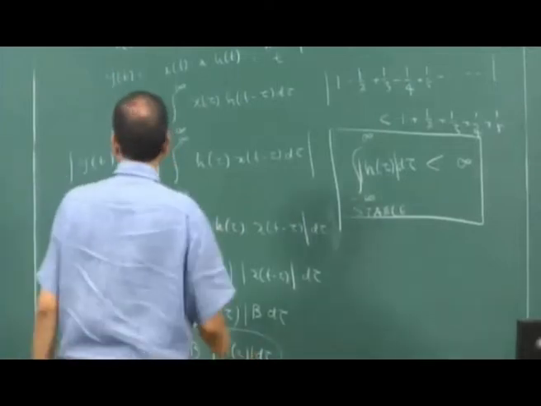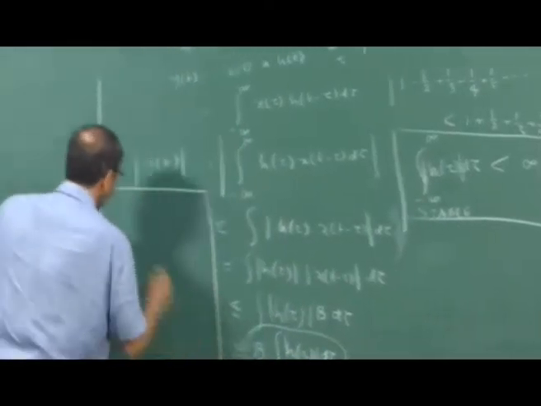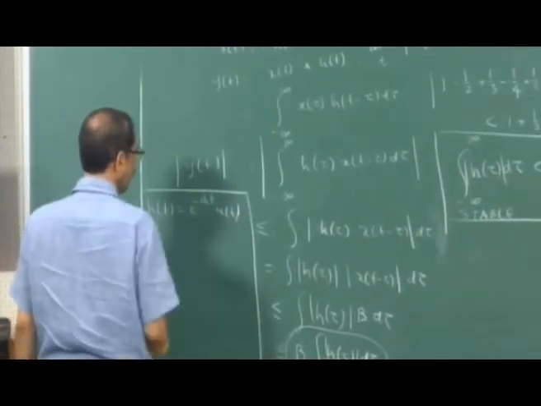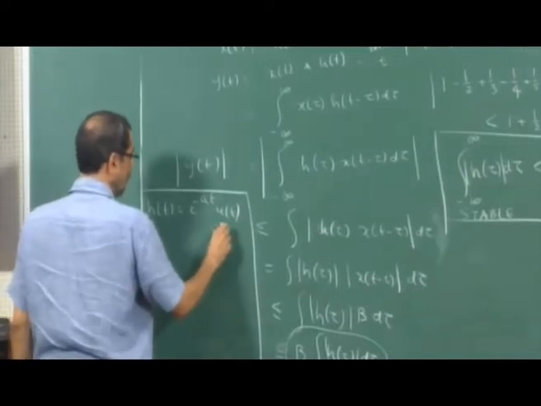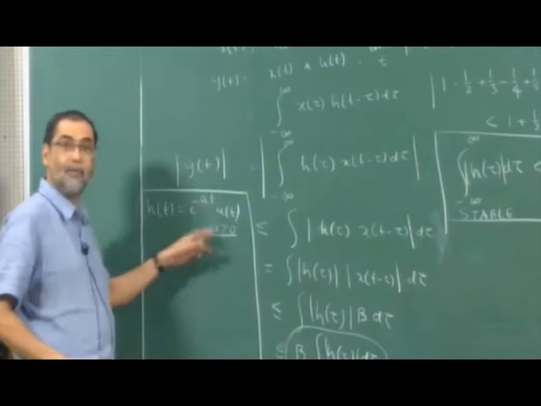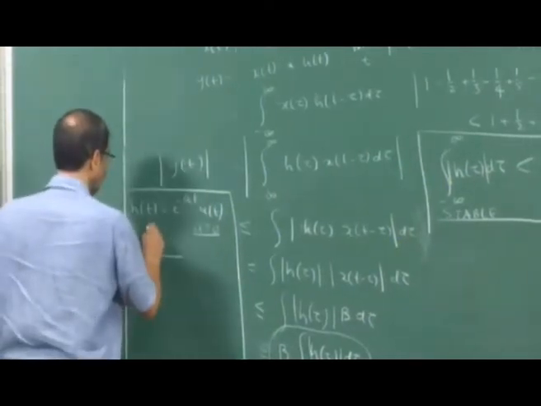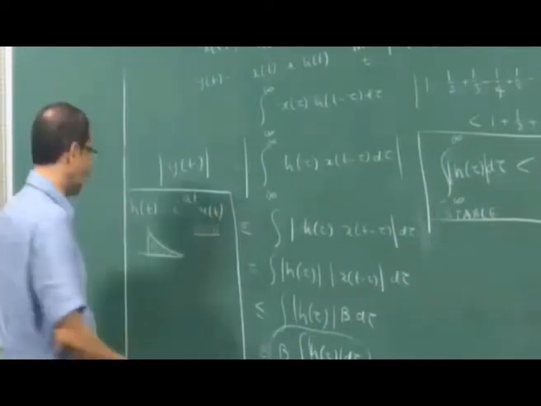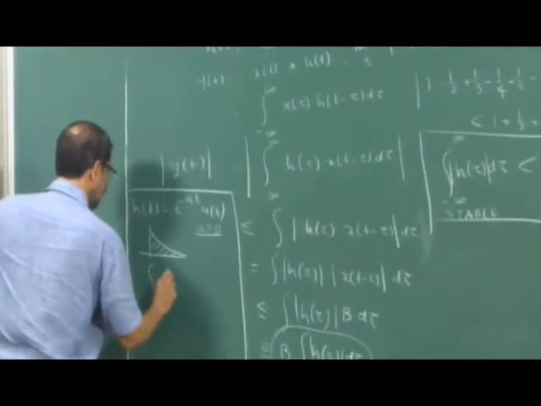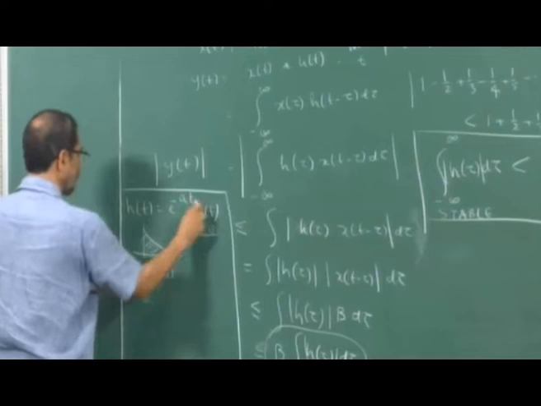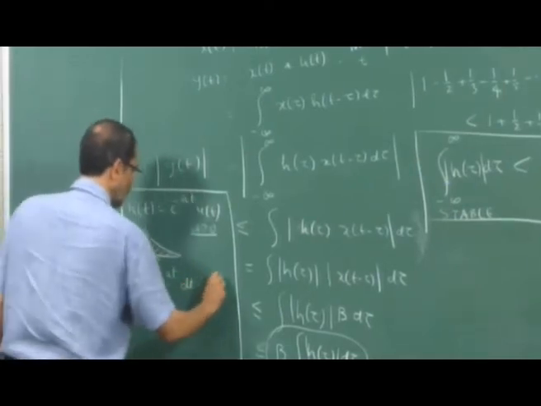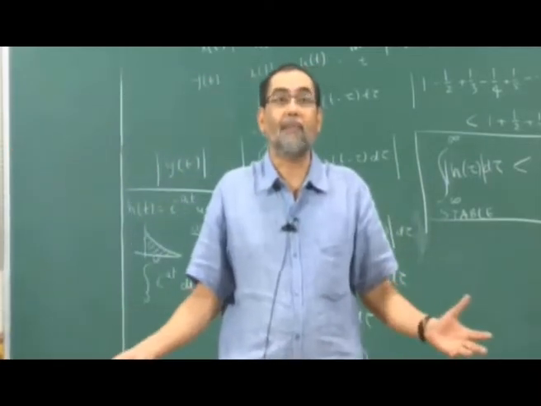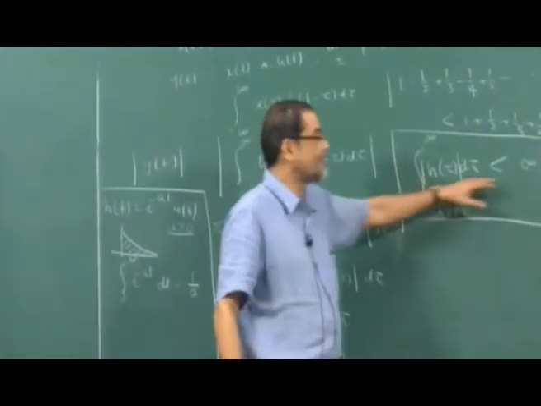So the question is, if h of t is of the form e raised to minus a t u of t, where presumably a is positive. If a is positive, this is a decaying function, and if you find its integration, meaning if you do e raised to minus a t from 0 to infinity of u of t dt, this value I think is 1 by a. This value is 1 by a, and a is some finite value, so it will be stable. So this integral is less than infinity.